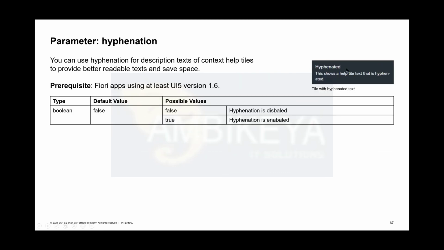Hyphenation, okay, yeah. In some systems, auto hyphenation is possible, which saves you some space. Yeah? And there is a minimum UI5 version of 1.6 required because the UI5 framework supports hyphenation after version 1.6. Okay, yeah, you know about it. It wasn't in the document so far. This is why I added it here.